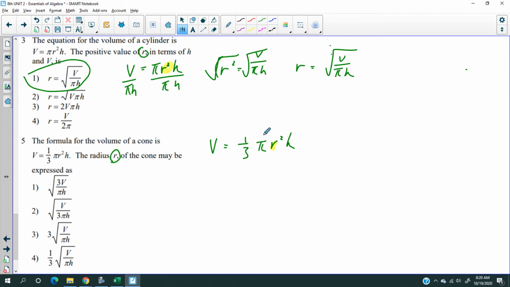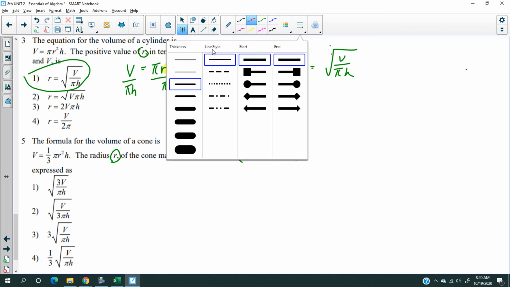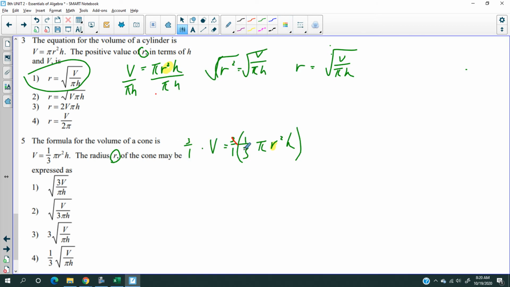So here, I've got to isolate the r. That means I've got to get rid of the 1/3, the pi, and the height. So I'm going to get rid of the number first. Now remember how to get rid of that fraction? You multiply by the reciprocal. So I've got to do the same thing on that other side. So watch this: cancel, cancel, cancel, cancel. So that means I've got 3 over 1 times the v is 3v.